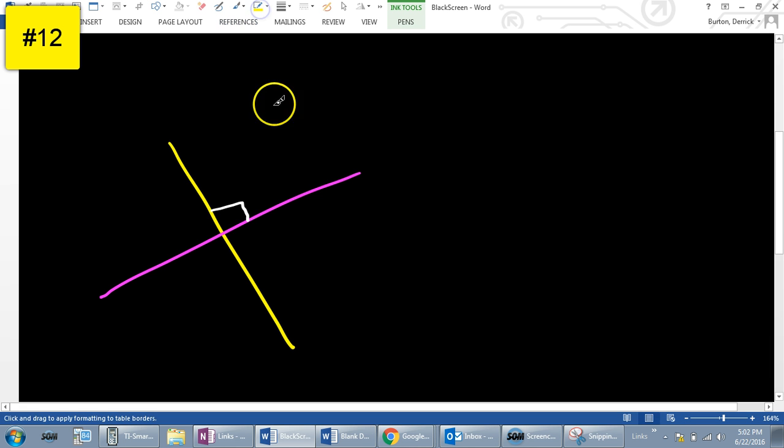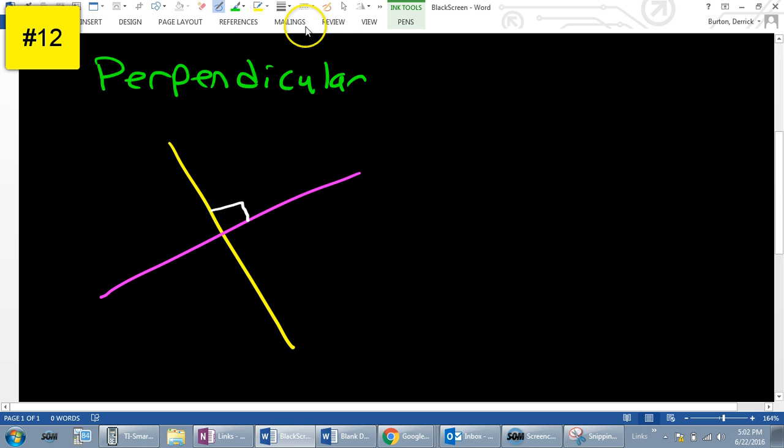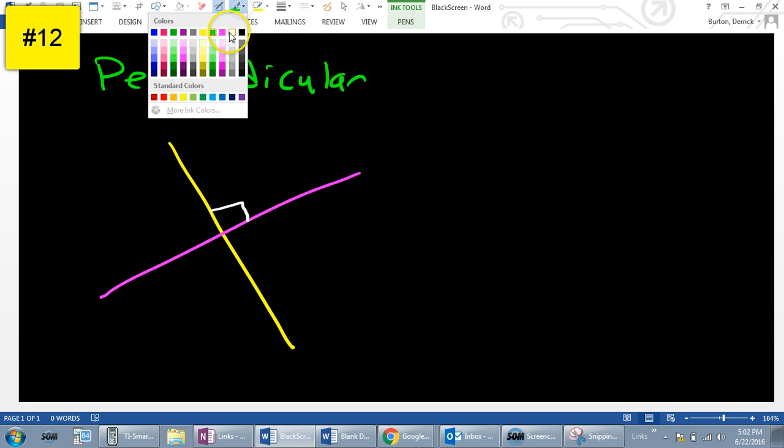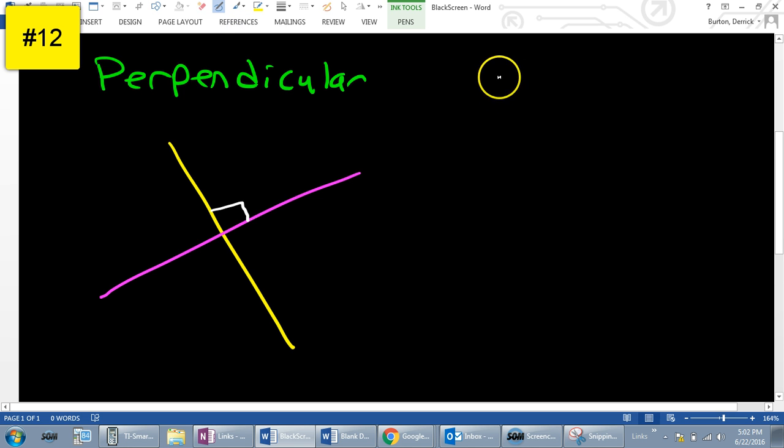Okay, I'm back. So now let's talk about perpendicular lines. Alright, this is a little bit more complicated. Perpendicular lines have slopes that are opposite and reciprocal. Opposite and reciprocal.